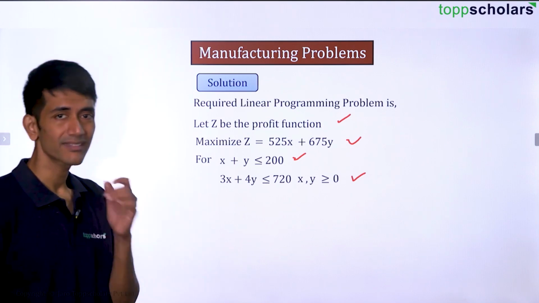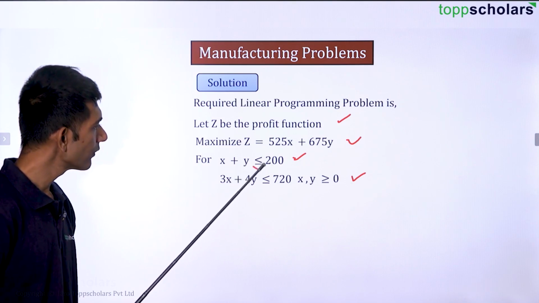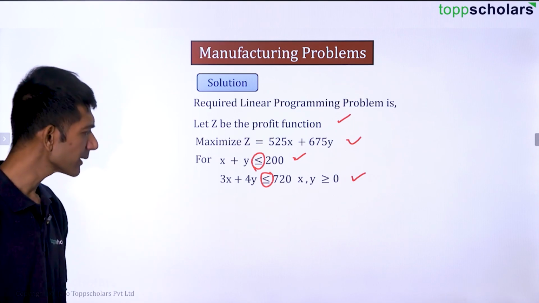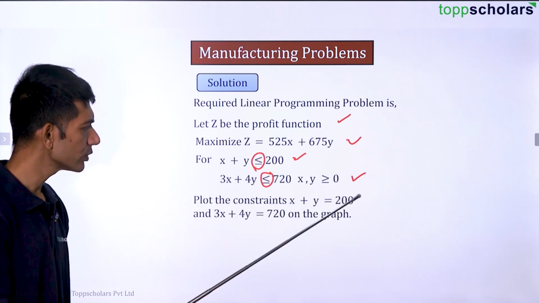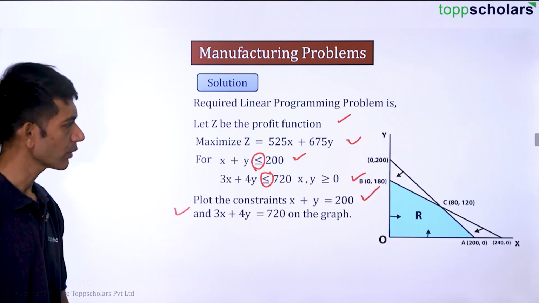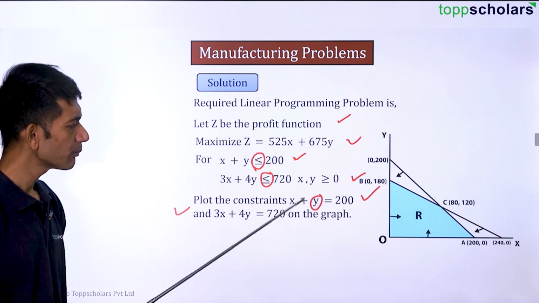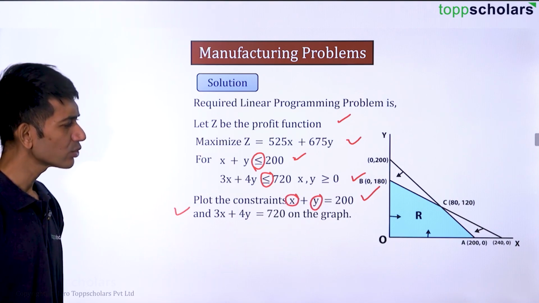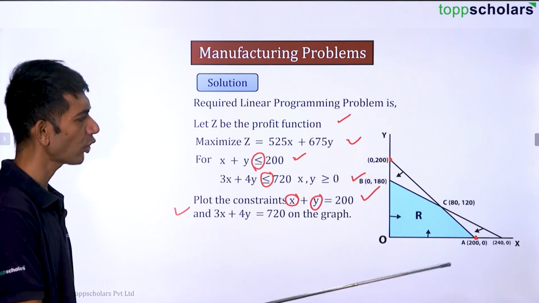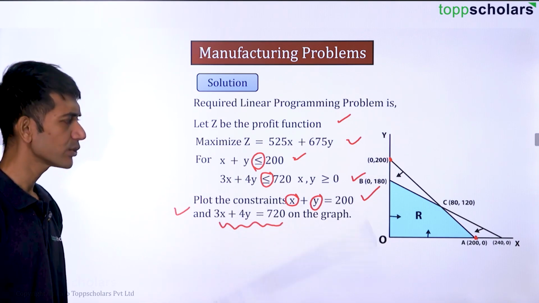So recall our previous example. What do we do? Firstly, we change these inequalities to equations. So this becomes x plus y equal to 200 and 3x plus 4y equal to 720. We have done this directly, you know how to do this. Put y as 0, x is 200. Put x as 0, y is 200. So 200 comma 0, and 0 comma 200, just join them. The same thing you can apply here. You put x as 0, you get y; you put y as 0, you get x.